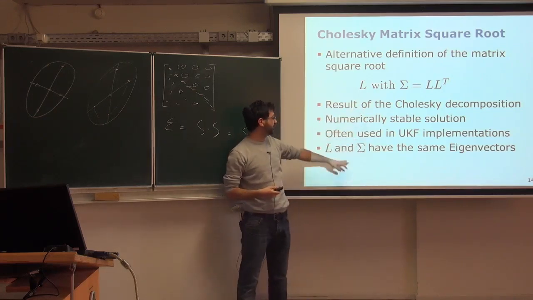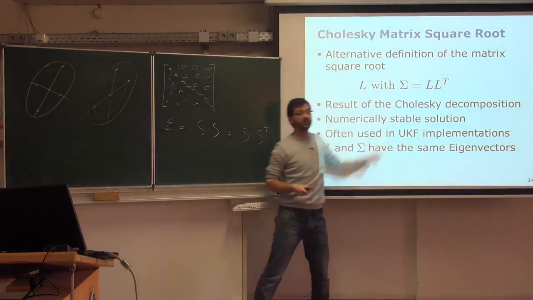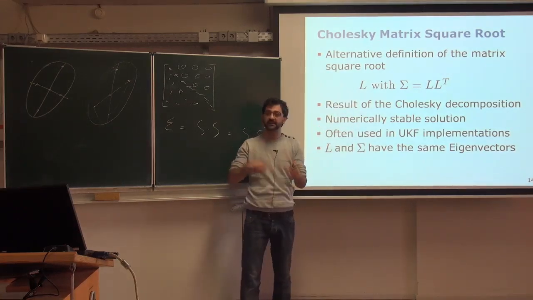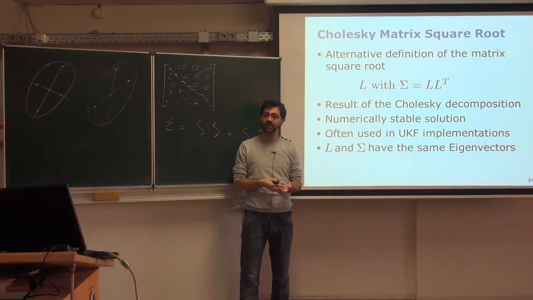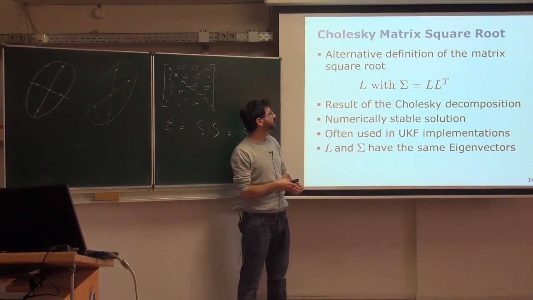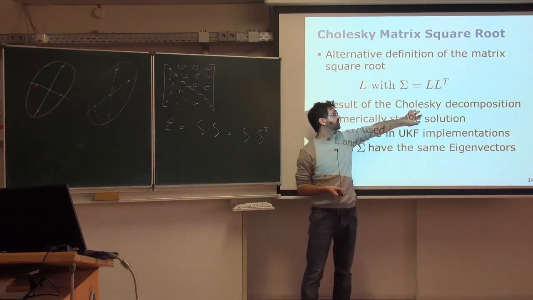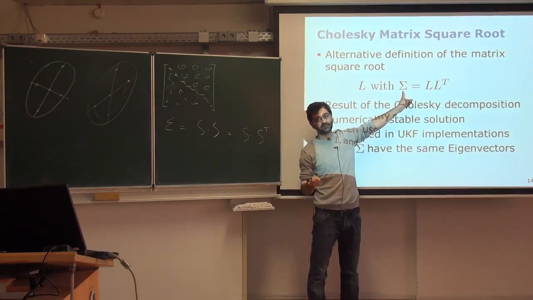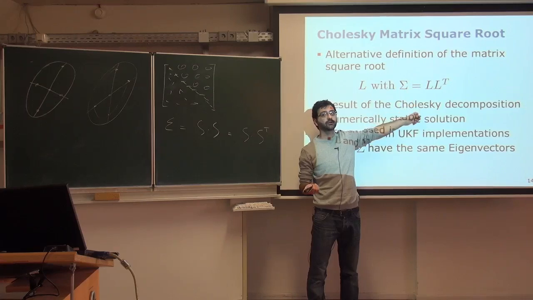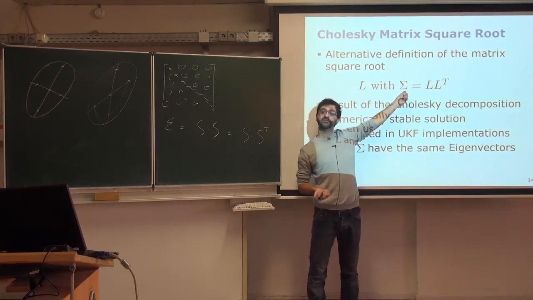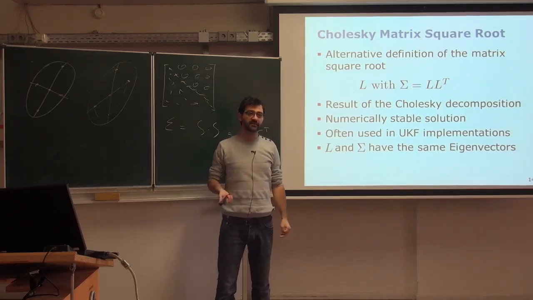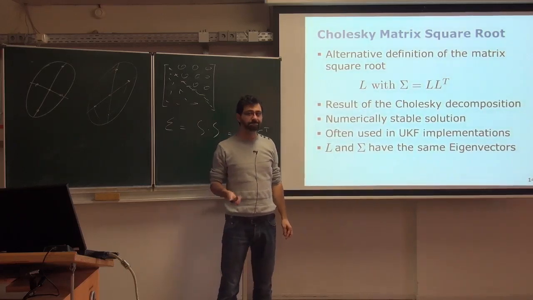And again, another property is that both L and sigma still share the same eigenvectors. So if you do an eigenvalue decomposition of L, you will still get the same eigenvectors that you will get for sigma. Okay? And another thing that needs to be considered for Cholesky, we'll see later on in the class, is that this matrix must be symmetric and positive definite. Otherwise, you cannot compute a Cholesky decomposition. But in the case of a covariance matrix, that's also the same definition of a covariance matrix, which must be symmetric and positive definite. Okay?